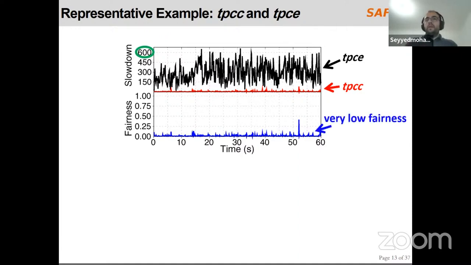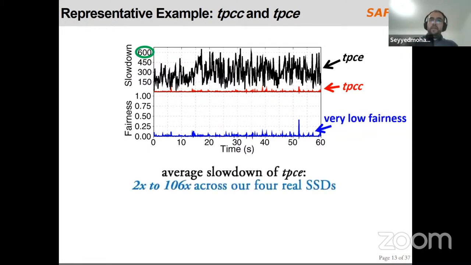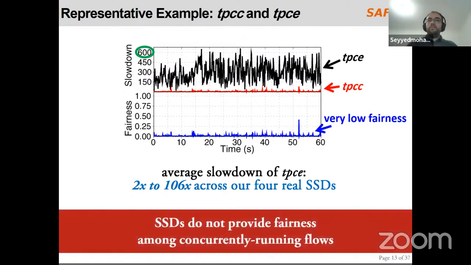And as a result, we have very low fairness. This is the result for one example SSD that we tested. But overall, the average slowdown of TPCE across the four real SSDs that we tested is 2 times to 106 times. So we can observe that SSDs do not provide fairness among concurrently running flows.